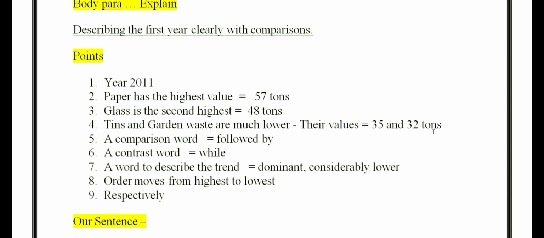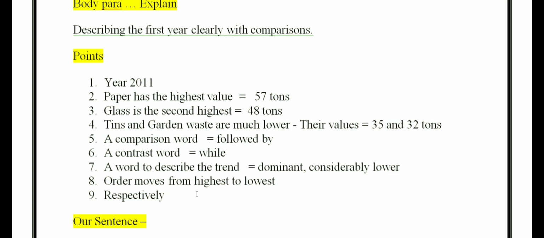Now, when you are writing this information, we want a comparison degree, which is the word followed by, a good word to write. When you are showing the contrast, the vocabulary is while. When you are describing the trend, the words are dominant or considerably lower. Now, what is the order? The order is moving from the highest to the lowest. So, we will also use the word respectively. So, these are my notes, the vocabulary notes, the points notes.